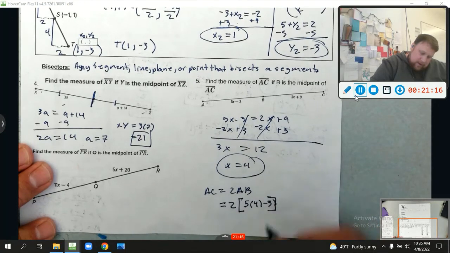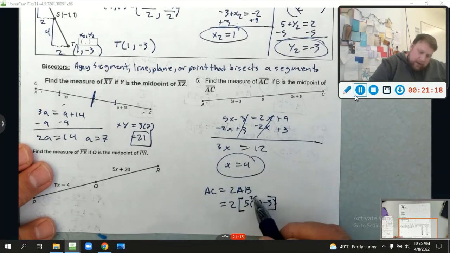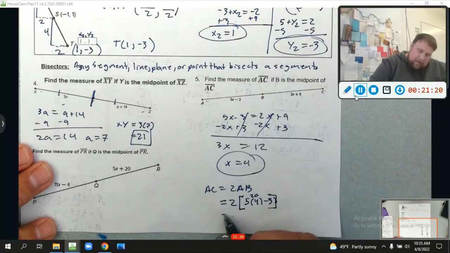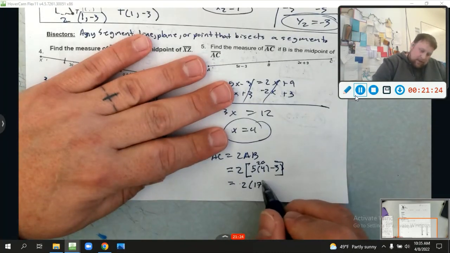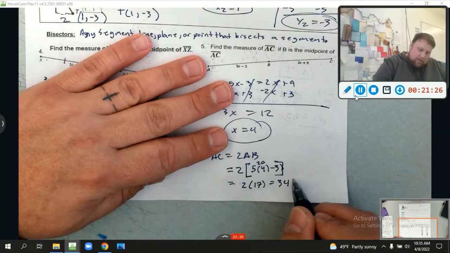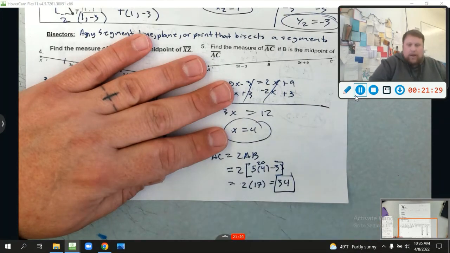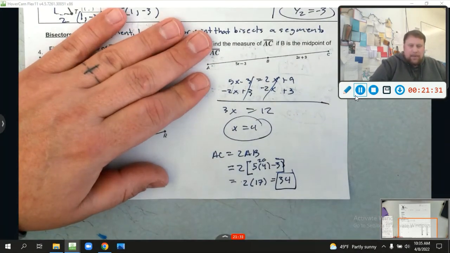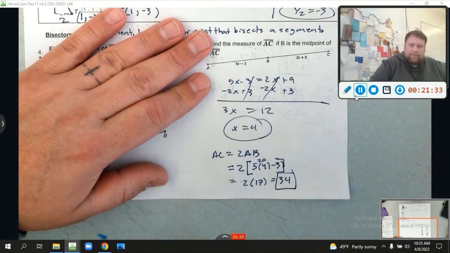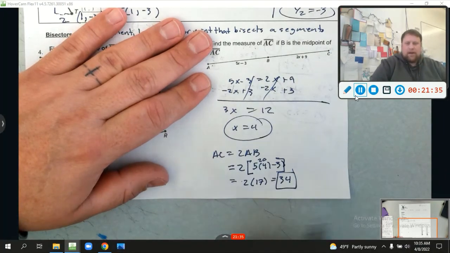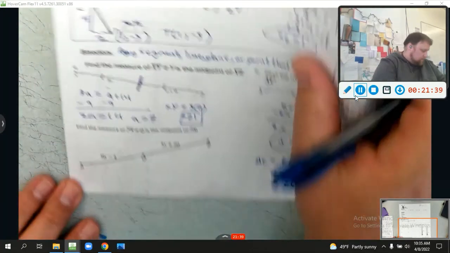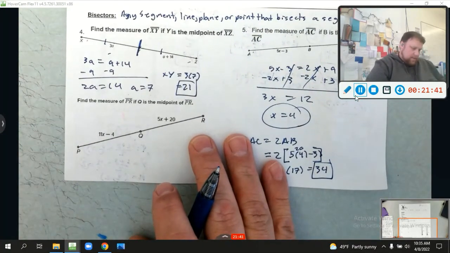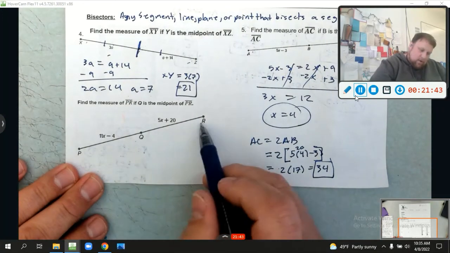5 times 4 is 20. So I'm going to have equals 2 times 17, which is 34. So I know that the measure of AC is 34. Boom. Isn't that awesome? Okay, let's try this last one right here. It says find the measure of PR. So again, the whole thing, if Q is the midpoint of PR.